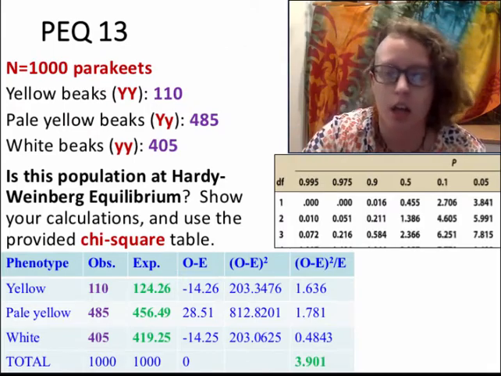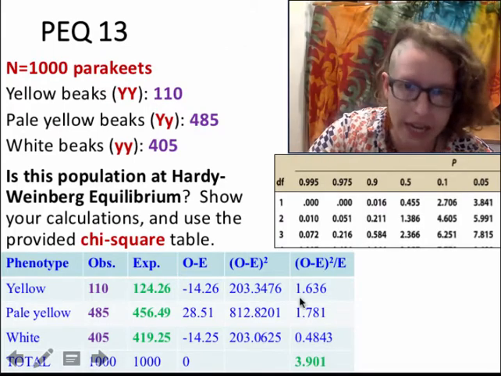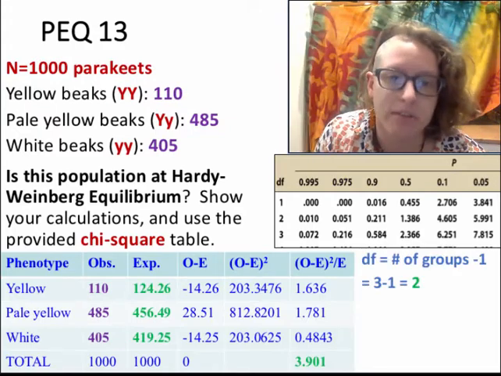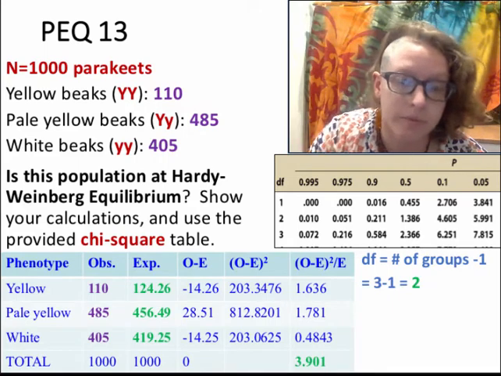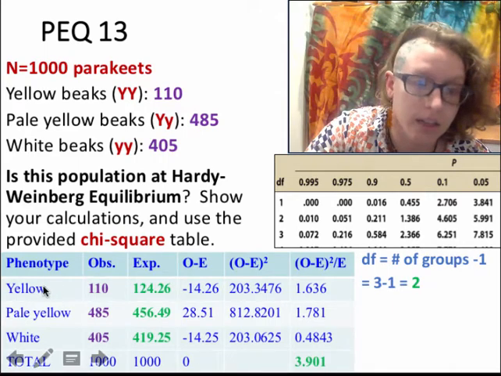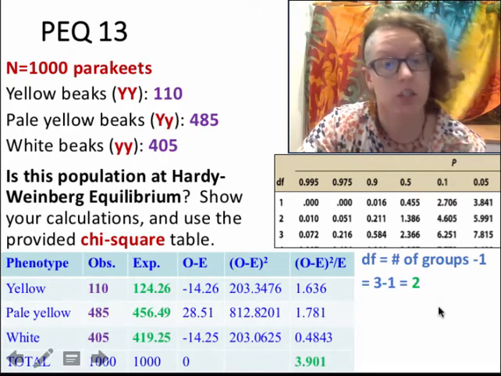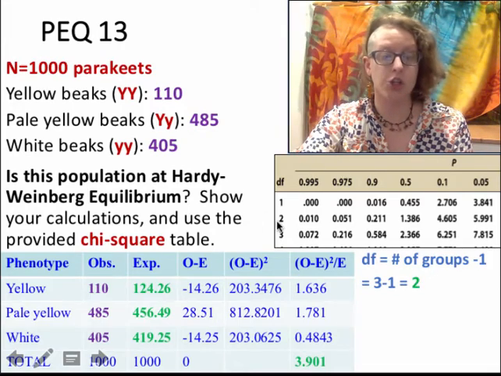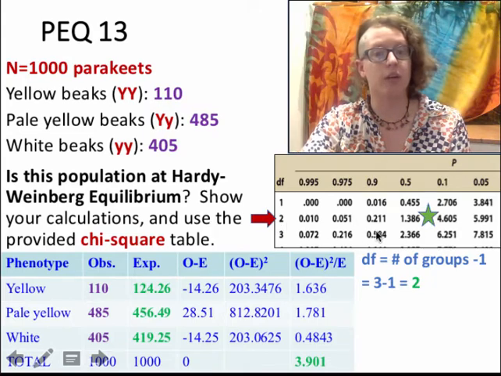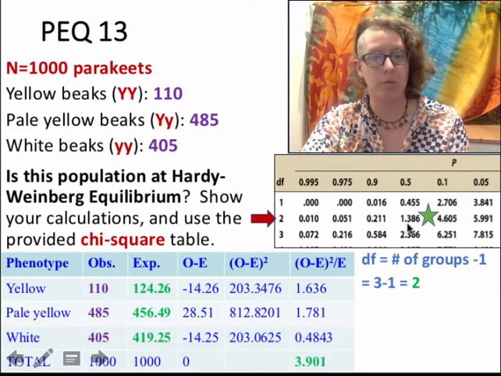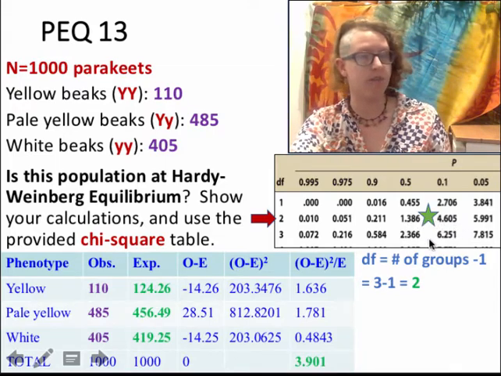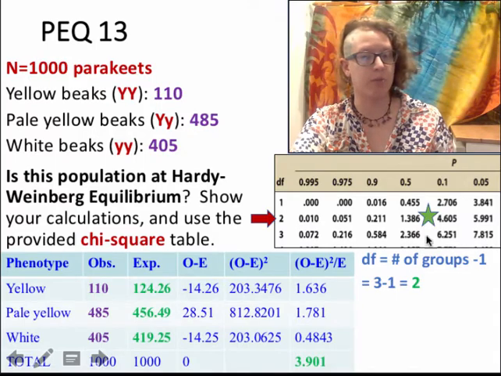Here's our P chi-square table thingy. We need to know our DF, which is the number of groups minus 1. We have 3: yellow, pale yellow, and white. So our DF is going to be 2. And if we take this 2 and we follow it over, we're looking for 3.9, which falls between 1.386 and 4.605, which is here between 0.5 and 0.1.